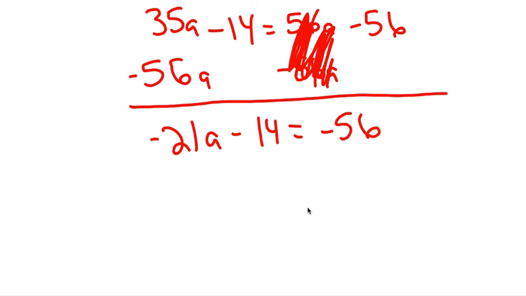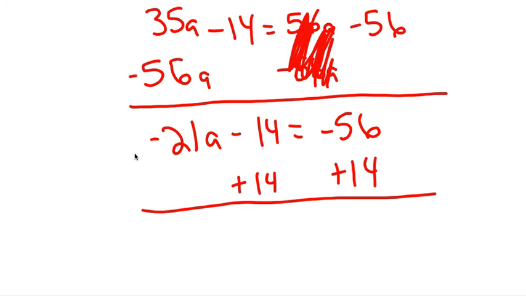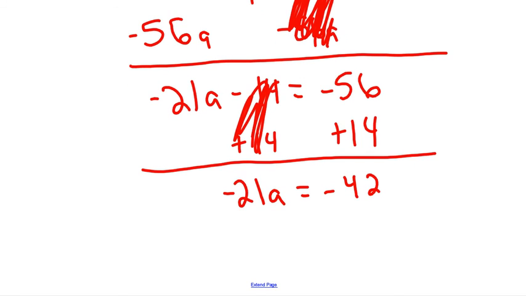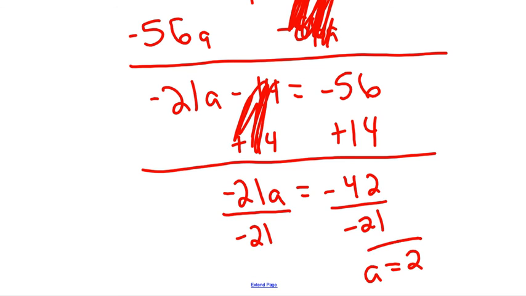Okay, 2 more steps. Move the negative 14. It's a negative, so I have to do the opposite and add. Add 14 to both sides. Cancel those out. Left-hand side, negative 21a. Right-hand side, negative 56 plus 14 is a negative 42. Last step, divide by negative 21 on both sides. A equals 2. Final answer, and we are done.